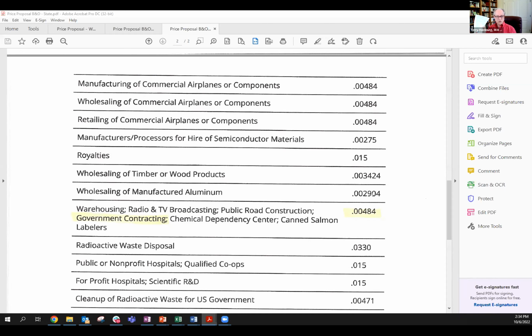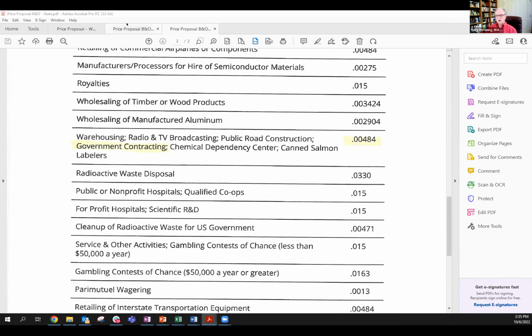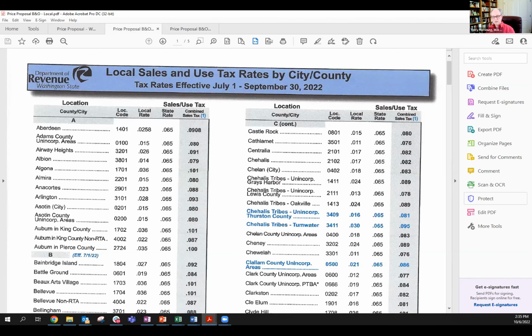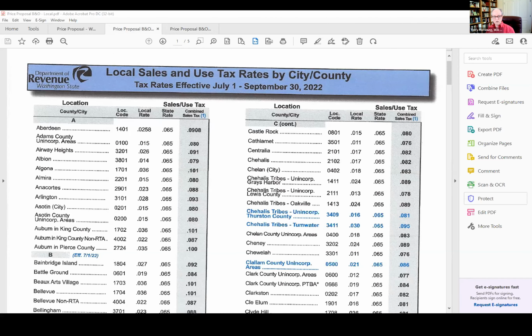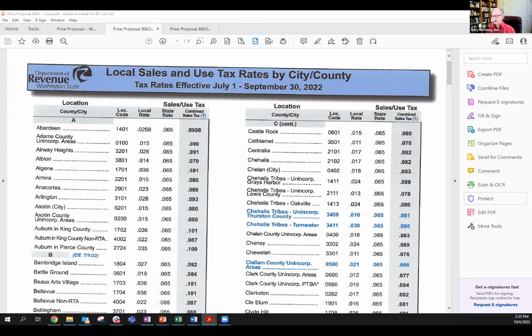And it comes under this heading here that includes government contracting. So if you have a federal contract, there is the rate that you're going to be charged by the state of Washington. It's 0.00484. You want to include that in your cost proposal. It's a cost of doing business. Okay. The next handout is a listing of all the counties and cities within the state of Washington that also are following suit of the state that they also charge a B&O tax.